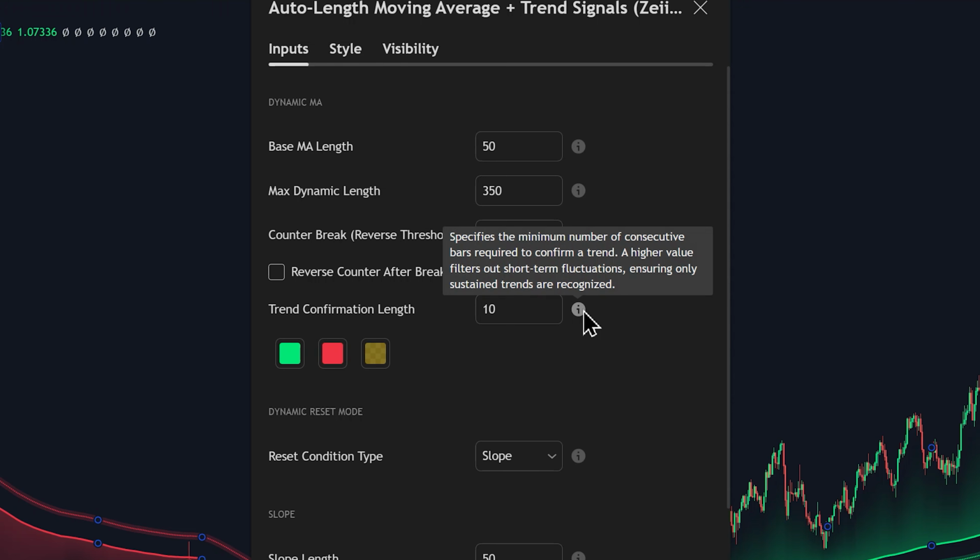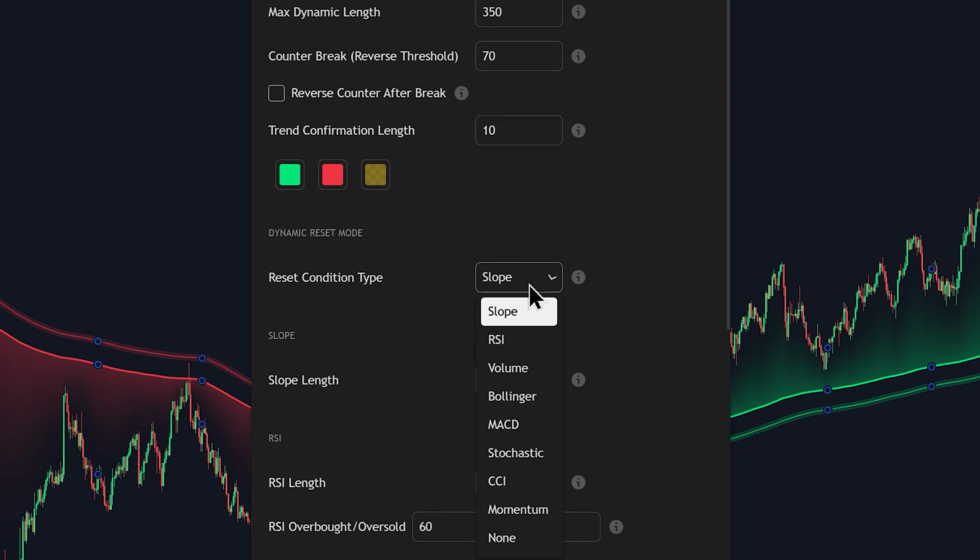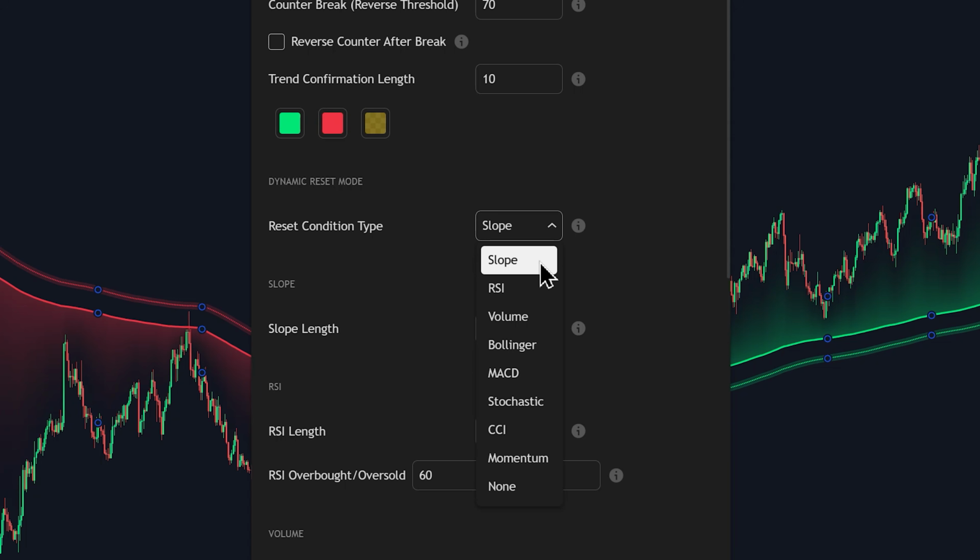Next are the reset and adaptive conditions. This is where the brain lives. The setting called reset condition type lets you choose what event tells the indicator, okay, the market has changed, reset the trend counter and adjust. The default is slope-based reset, which simply resets when the slope of the moving average flips from up to down or down to up. That suits pure trend followers who want the MA to adapt when price momentum shifts direction.